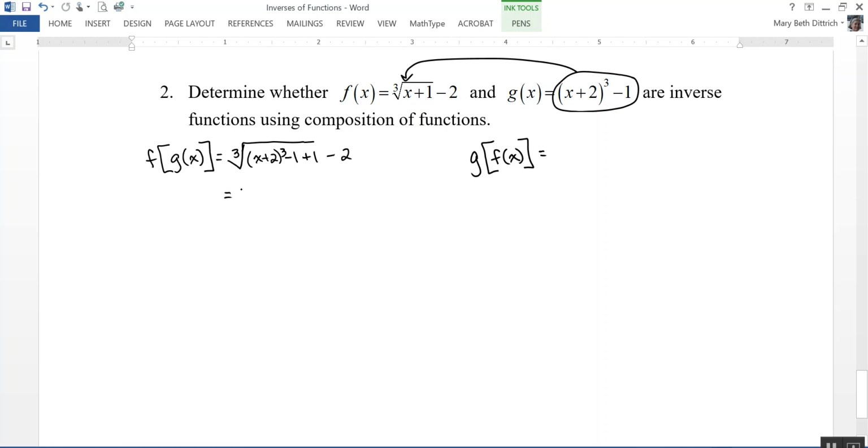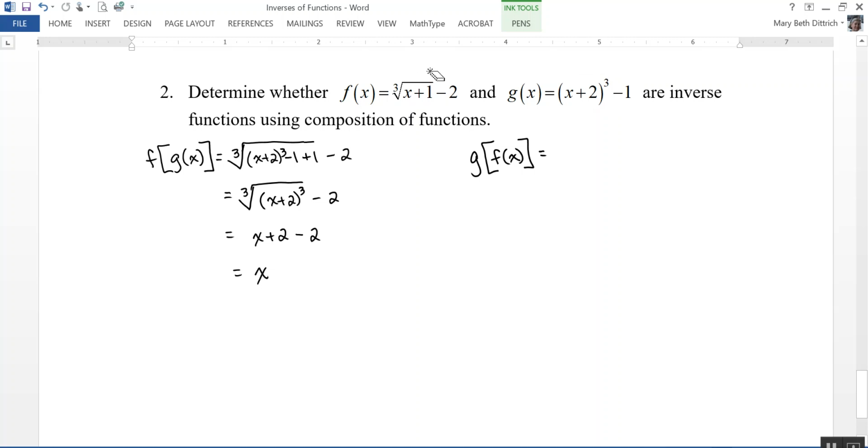Let's go ahead and clean that up a little bit. So the cube root of, now underneath the radical sign, I do have a minus 1 and a plus 1, so that's x plus 2 cubed, minus 2. And taking the cube root of something cubed gives me just the radicand, so that would be x plus 2, and then I had this minus 2 out here, and that is indeed equal to x. So halfway there. So f of g of x does equal x.